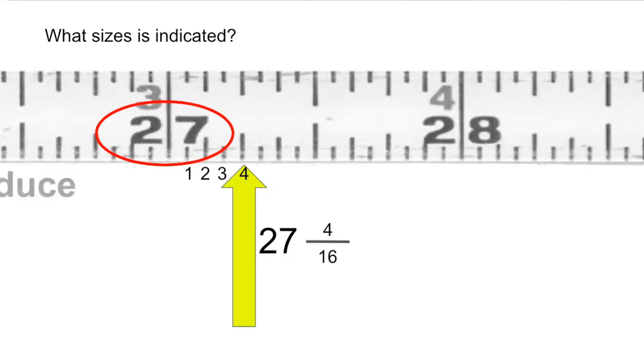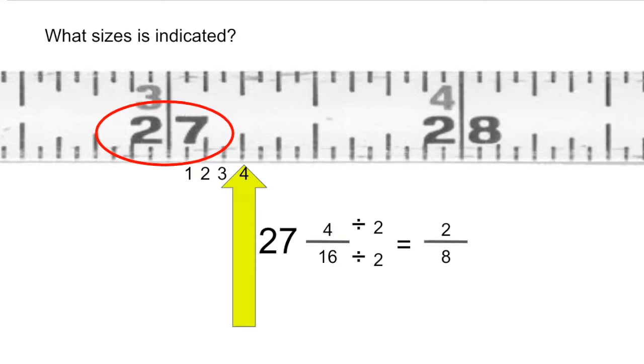Now we're going to look to see if this fraction can be reduced. And again, we're going to look at that top number. And if that top number is even, it is going to be able to be reduced. So 4 divided by 2 is going to give us 2. And then what we do to the top, we need to do to the bottom. So 16 divided by 2. And that is going to give us 8.